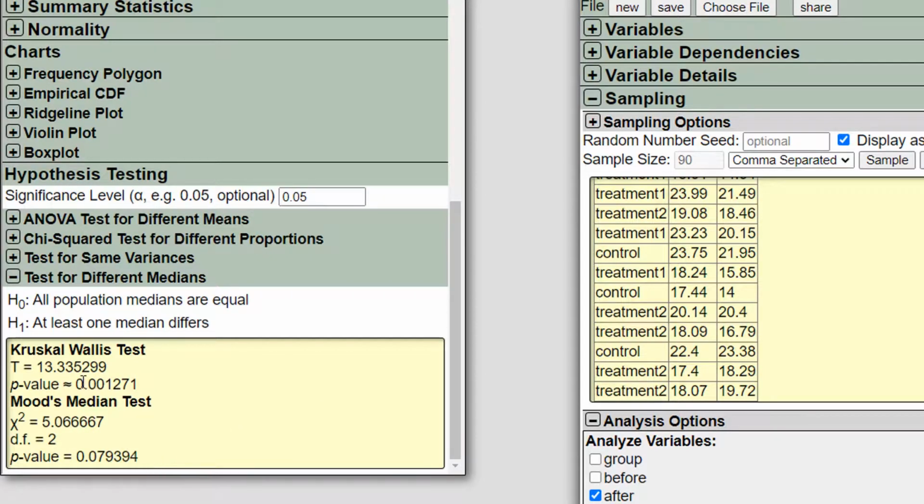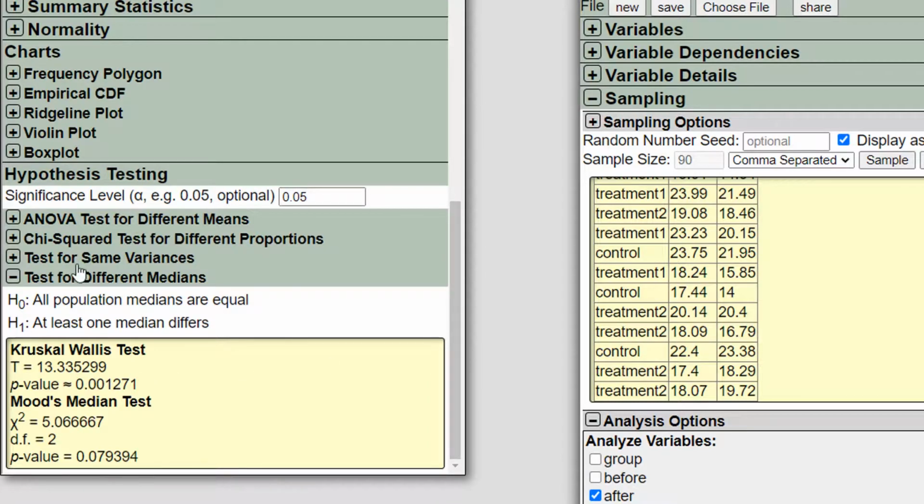So the Kruskal-Wallis test finds a p-value of 0.001, but Mood's median test finds a much higher p-value. I think that's because Mood's median test is not interested in testing how much of a difference there is from the median. It's just looking at whether or not an observation is above or below. It's not going to be quite as powerful of a test. But anyway, I don't want to get too deep into what's more powerful or not.